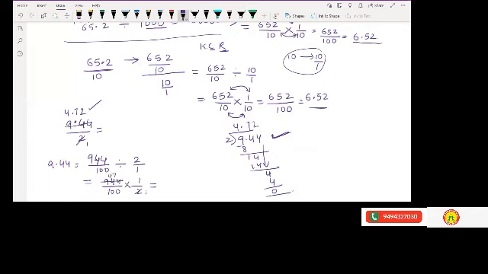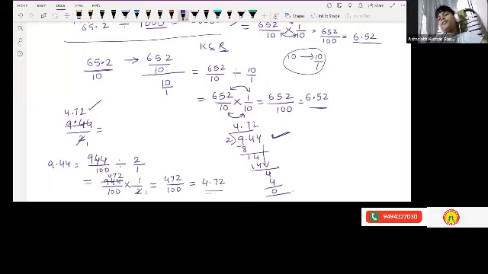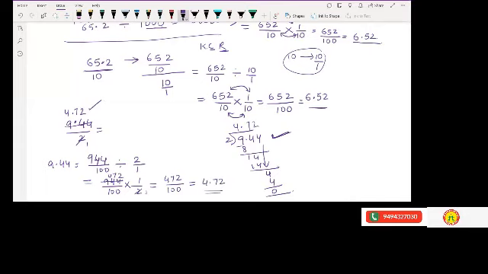2 1s are 2 and 2 4s are 8. 2 7s are 14. 2 2s are 4. So I have 472 by 100. And 472 by 100 can be written as 4.72. Okay. So whichever way we do, we get the same answer. Right? Yes, ma'am.